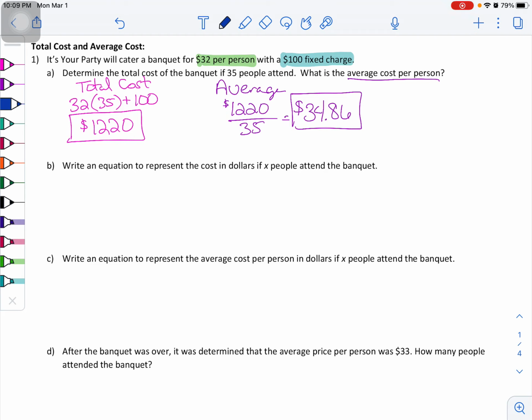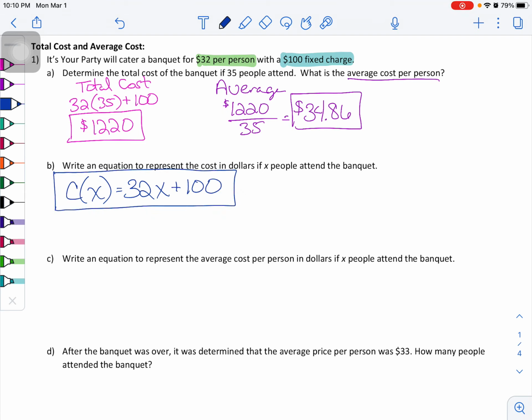Let's take a look at part B. Write an equation to represent the cost in dollars if X people attend the banquet. So I don't know how many people are going to attend the banquet. I'm just going to call it X. But I do know that for every one of the people who attends, I need to multiply by 32, and I'm going to add that fixed cost of 100. So I'm going to call this C of X for cost for X amount of people. So it's going to be 32 per person, so 32 times X, plus the $100 fixed charge. So there's my equation.